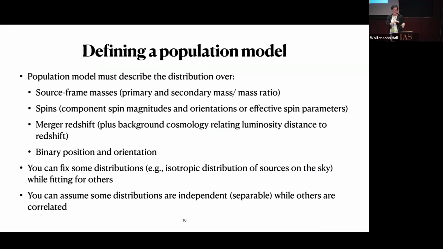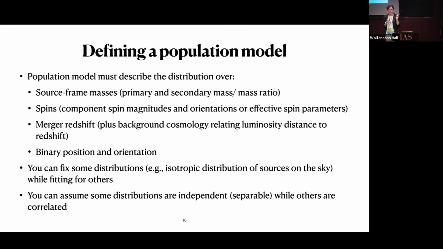So your population model should really be describing the distribution over all of the parameters that are going into your gravitational waveform. So these are the source frame masses, the spins, all spin degrees of freedom, the merger redshift, and really also the background cosmology that relates luminosity distance to redshift, and the binary position and orientation, tides if it's a neutron star, beyond GR parameters if you don't believe GR, all of those things.